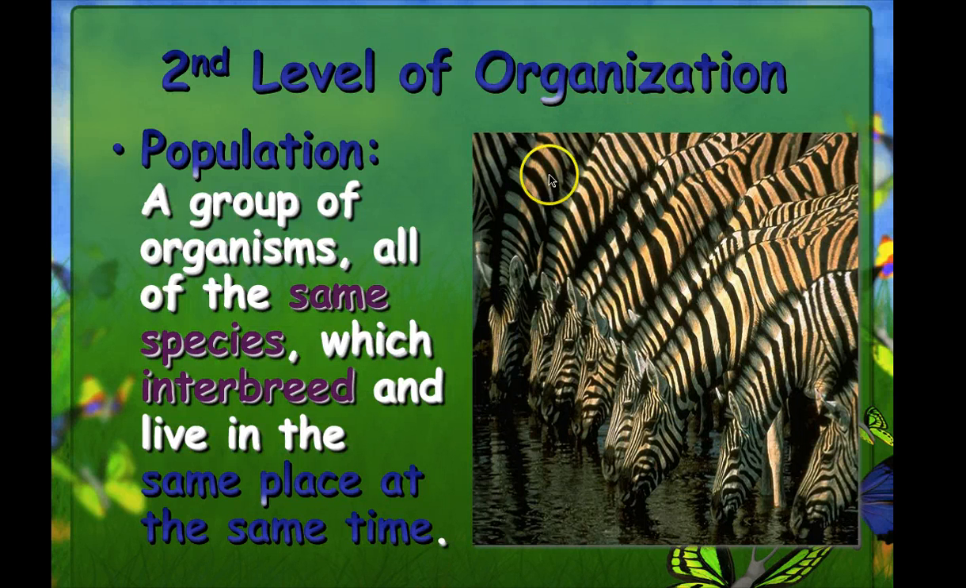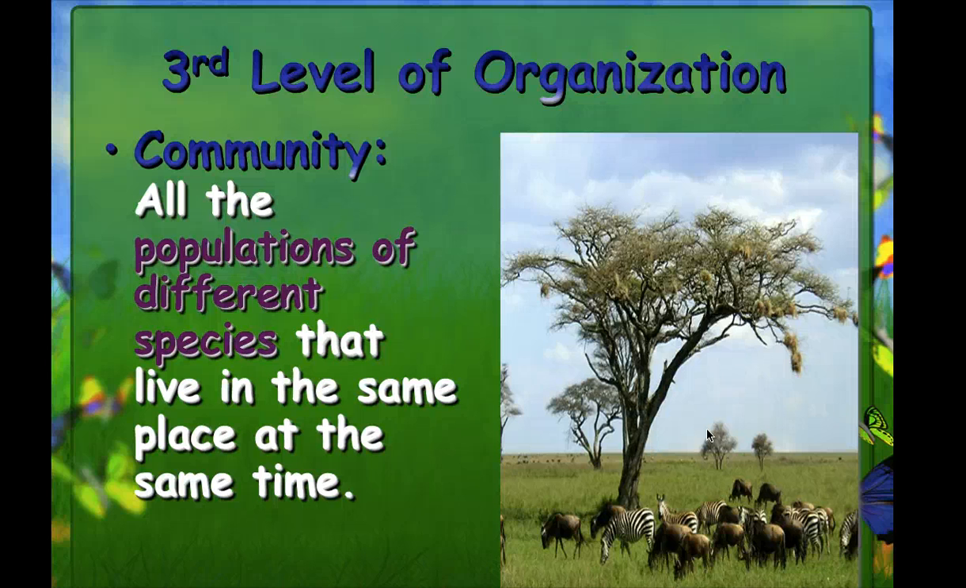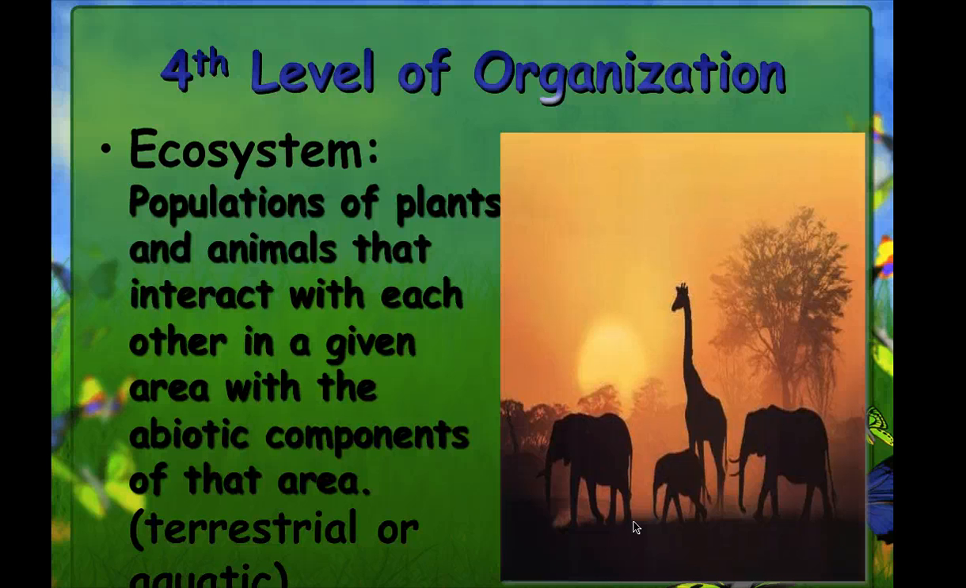It is one species. The next we're going to talk about is a population, a group of organisms, all of the same species, which interbreed and live in the same place at the same time. All of these zebras are the same species, so they make a population. That would be like if you asked how many people live in Decatur. We're talking only the population. The third level of organization is the community. All populations of different species that live in the same place at the same time. So here we have trees, we have what looks like ox, and then we have zebra. Those are different species living in the same place at the same time.